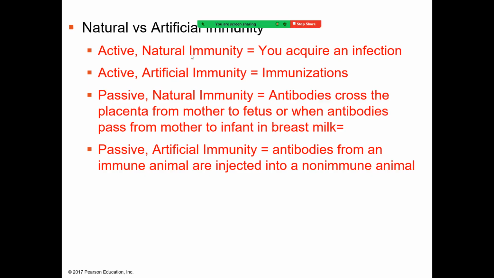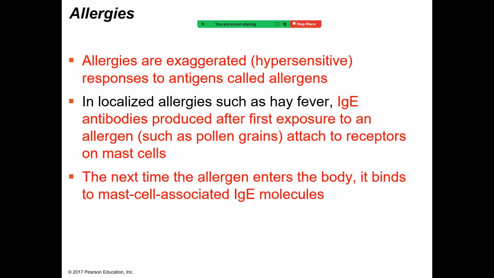So active natural immunity, active artificial immunity, passive natural immunity, and passive artificial immunity. So all different types of immune responses or ways to pick up immunity. Allergies are a situation that quite a few people face. Allergies are situations where you have an immune system that has an exaggerated or overactive response to particular antigens.